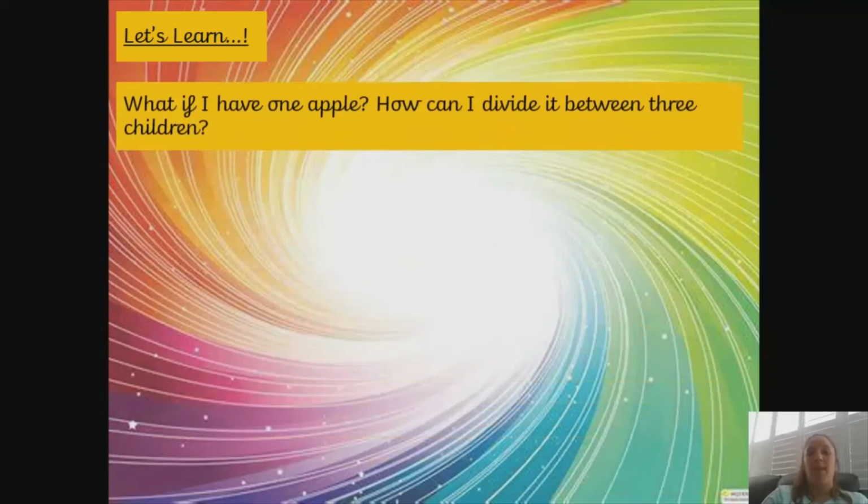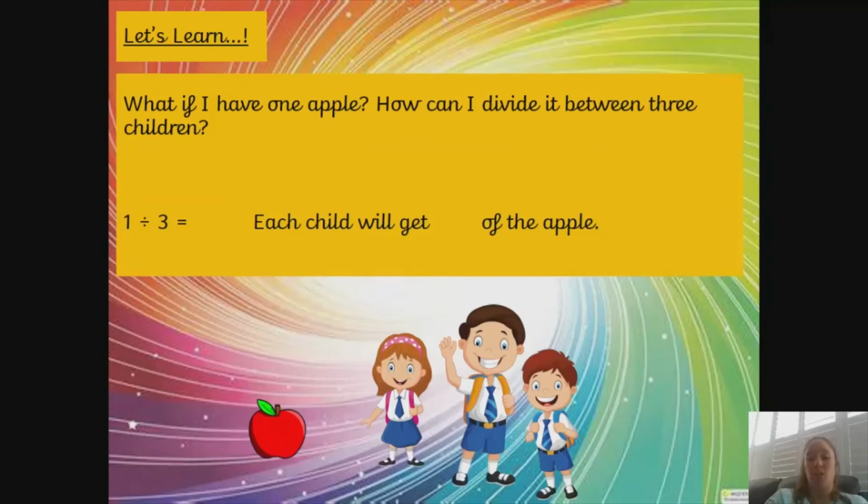Okay, it's going to get a little bit trickier now. What if I have 1 apple? How can I divide it between 3 children? What do I need to do to divide it between 3 children? So first of all, I'm going to do 1 divided by 3. If I divide it by 3, each child will get 1/3 of the apple.